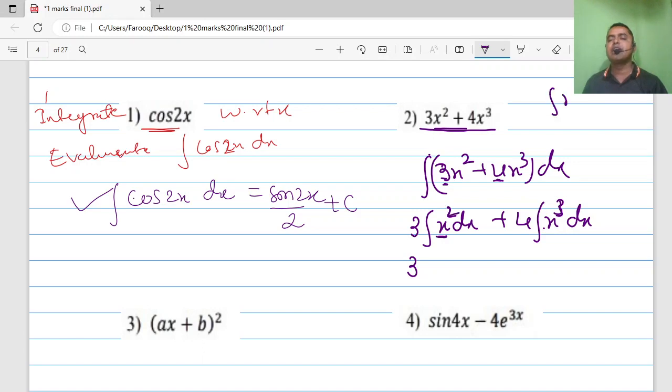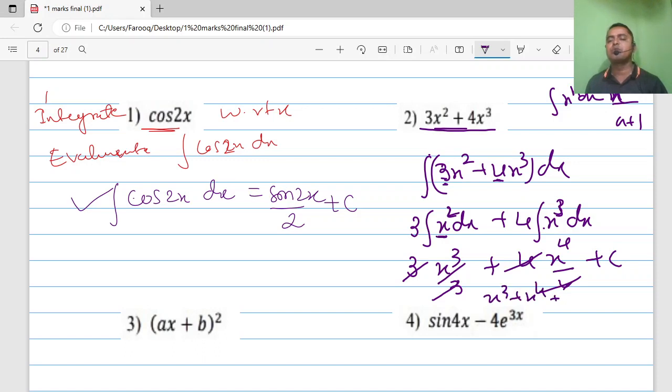So we know the formula, integral of x raised to n dx is x raised to n plus 1 divided by n plus 1. That is 2 plus 1, x raised to 3 divided by 3, plus 4. X raised to 3, 3 plus 1 is 4, x raised to 4 divided by 4. This 4 cancels, this 3 cancels, plus c. So your answer is x cube plus x raised to 4 plus c. Yes.